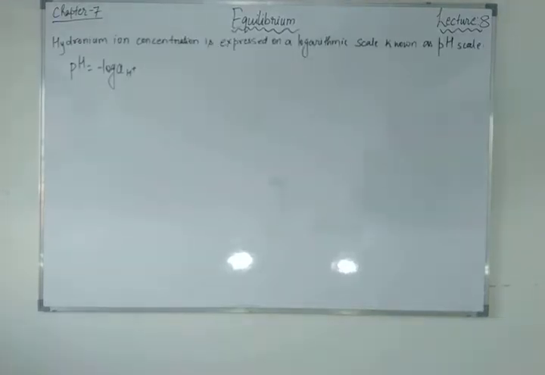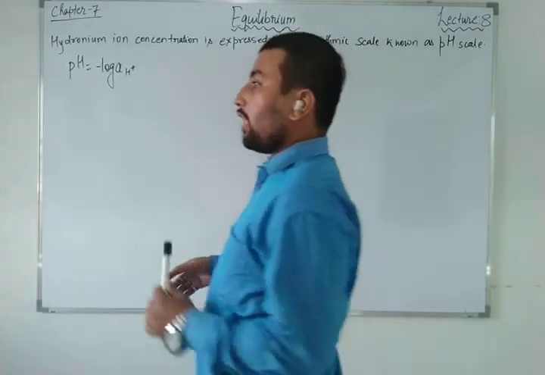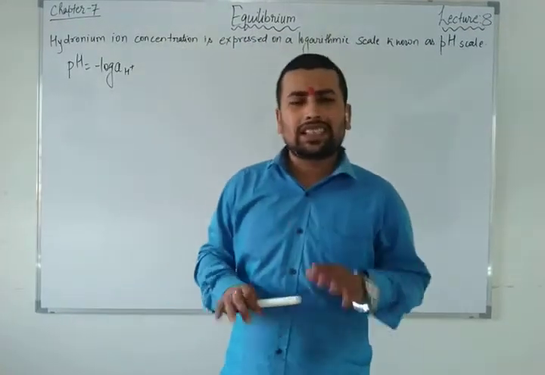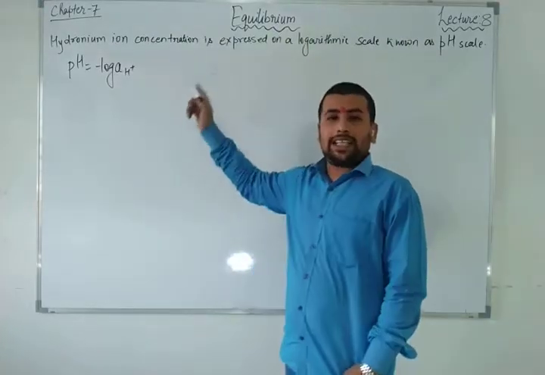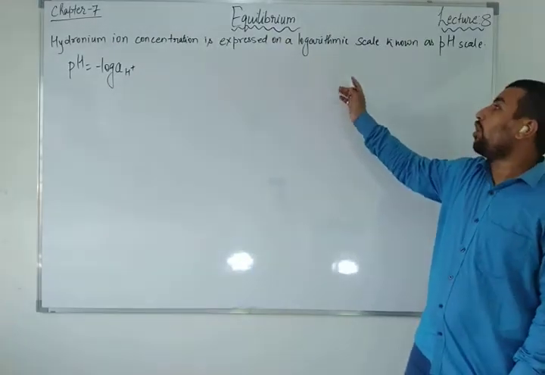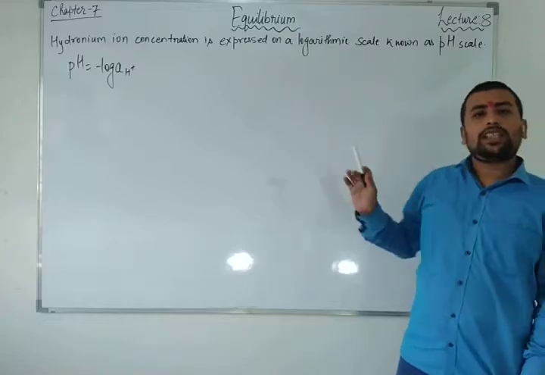Now if I talk about this pH scale, if anybody asks you what is this pH scale, sir, can you tell me? If anybody asks what is pH scale, it is nothing but the hydronium ion concentration expressed on a logarithm scale, which is known as pH scale.